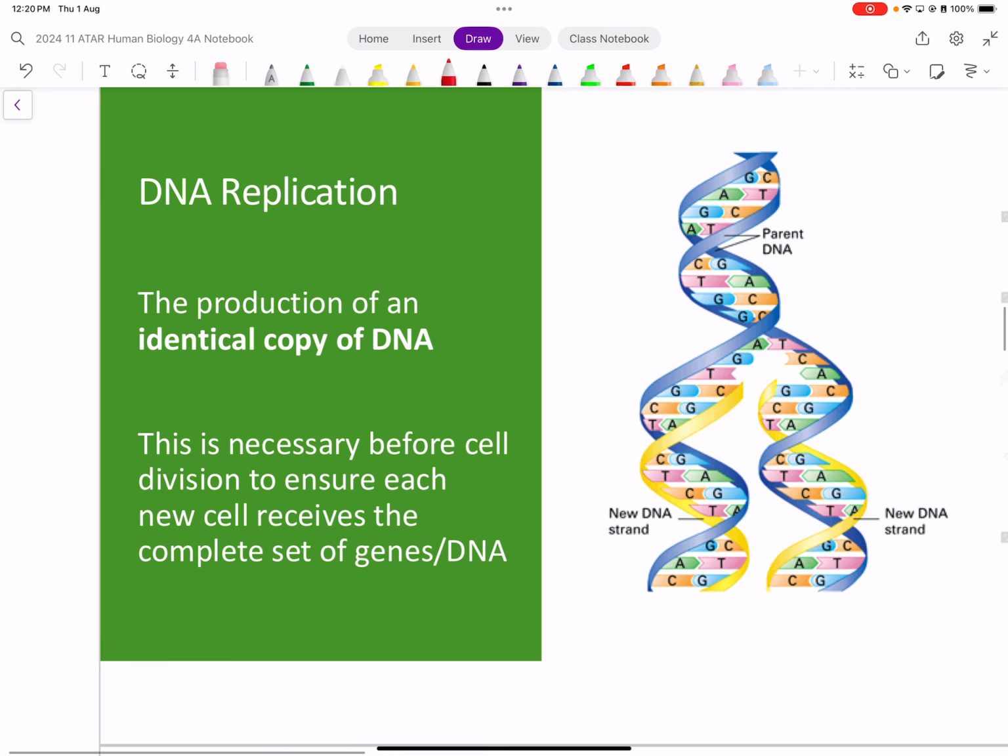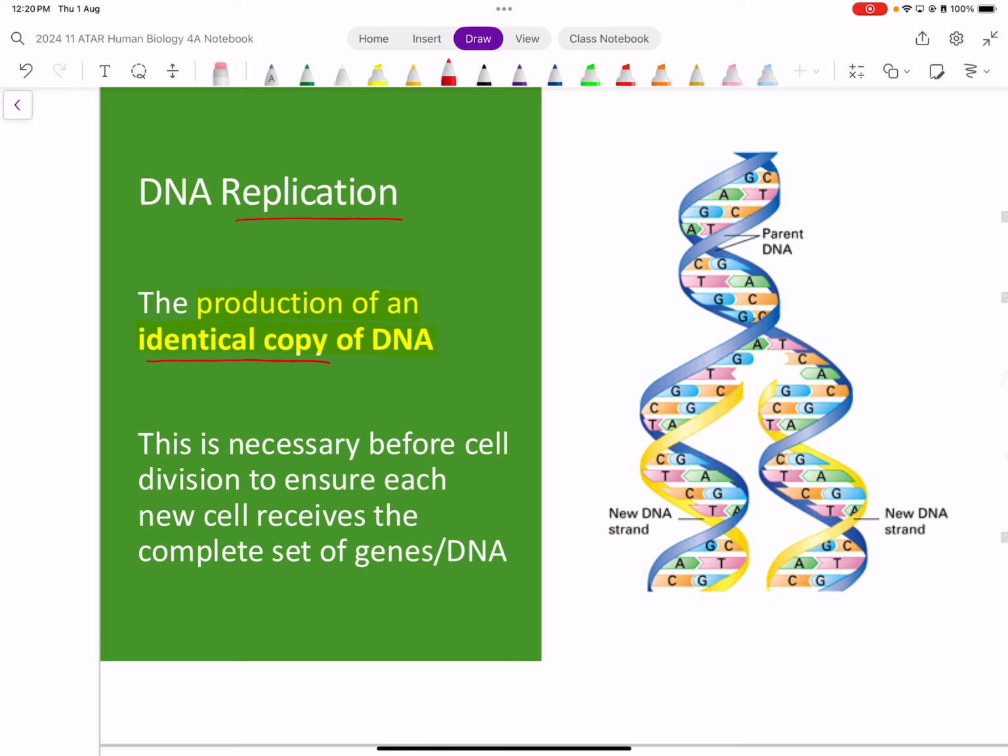To start us off though, let's define DNA replication. When we replicate something, it means to copy something. Thus, DNA replication is simply where we produce an identical copy of DNA. The key parts here, replication meaning to copy, but the essential part here for us, something that's really important for us as a species and as a living organism, is that it produces this identical copy.